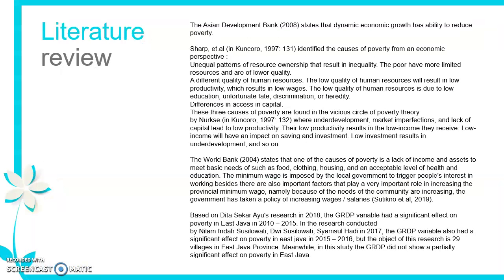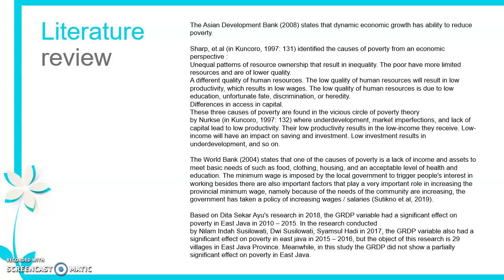The Asian Development Bank states that dynamic economic growth has the ability to reduce poverty. Sharp identified the causes of poverty from an economic perspective. The first is an unequal pattern of resource ownership that results in inequality. The second is a different quality of human resources, and the third is a difference in access to capital. These three causes of poverty are found in the vicious circle of poverty theory.